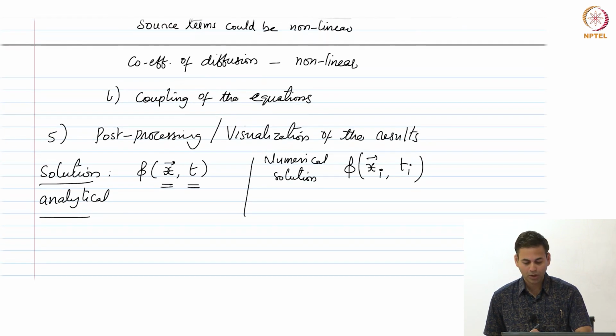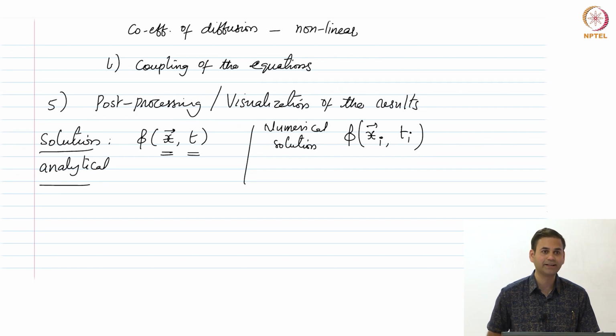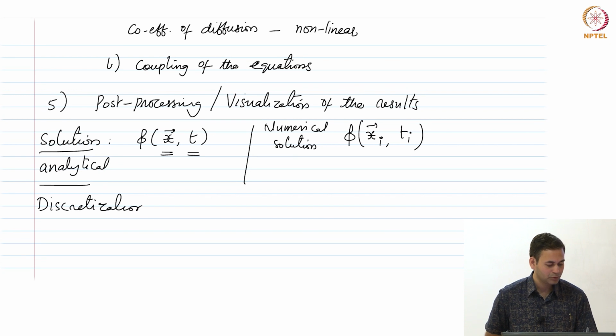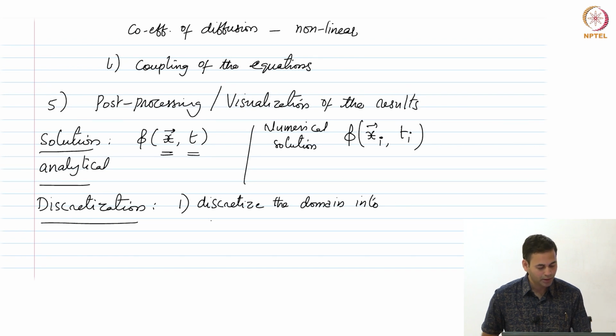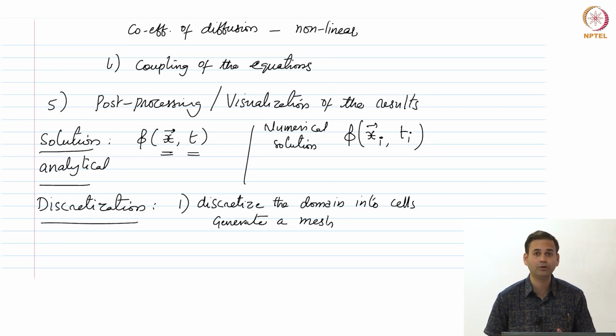Okay. Now, I use this term called discretization, right. So, there are two ways in which this term can be used. The first one is discretizing the domain into cells, okay, or essentially generation of the mesh. Okay. So, this is known as discretization, where you convert a solution domain that you have into discrete cells.